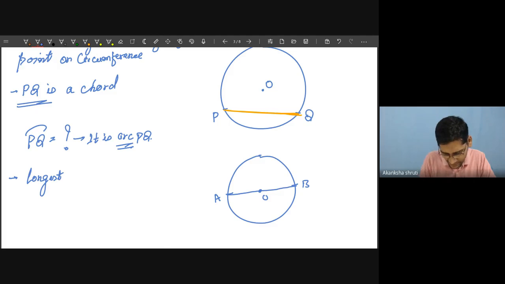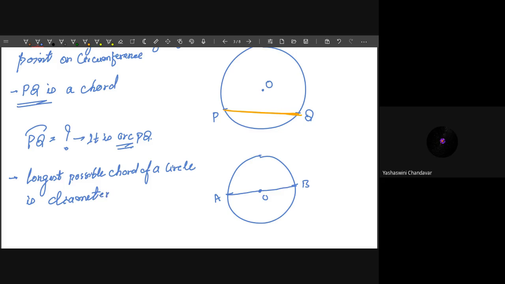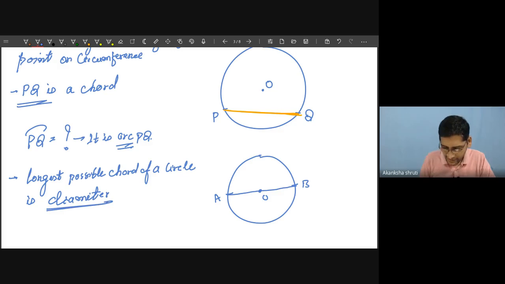Longest possible chord of a circle is diameter. So you have to keep in mind.